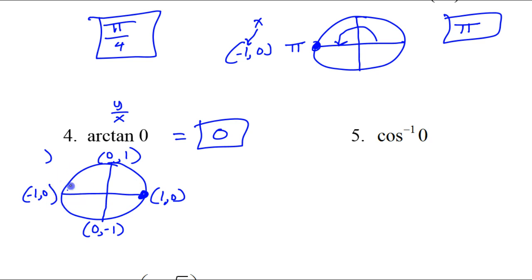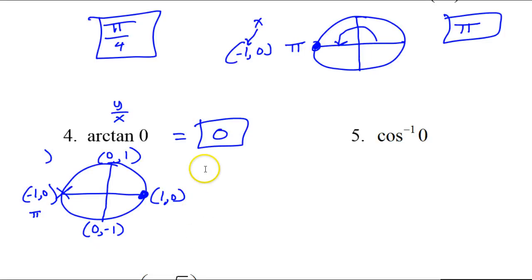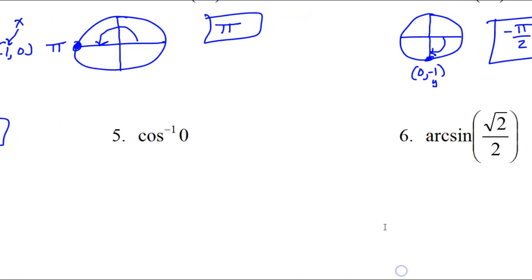Now there's another one over here. I'm just going to put an x here because this will not be the answer. But y/x, 0/-1 is also 0. Alright, I'm looking at pi. But the reason why pi is not the answer is because of range restrictions. Inverse tangent or arctangent, you can only have values on the right hand side of the circle. You can't get over here. Okay, that's why the answer is 0 and not pi.